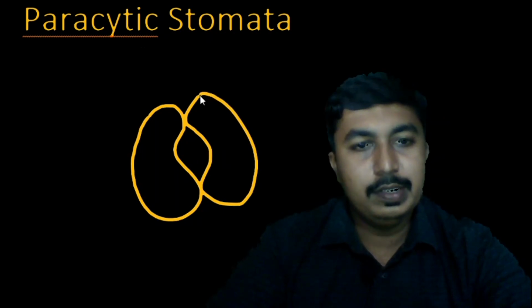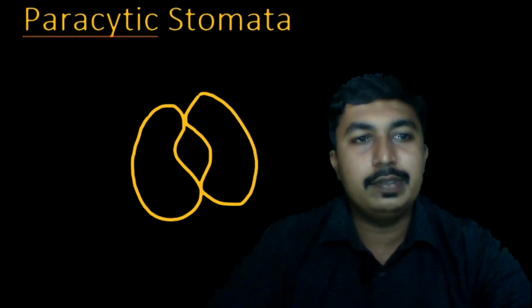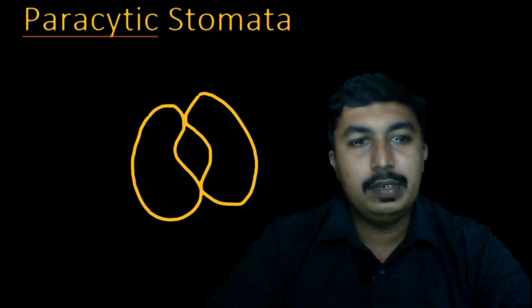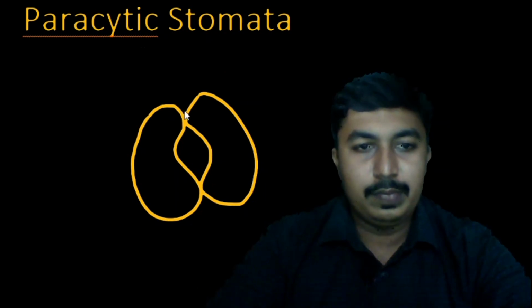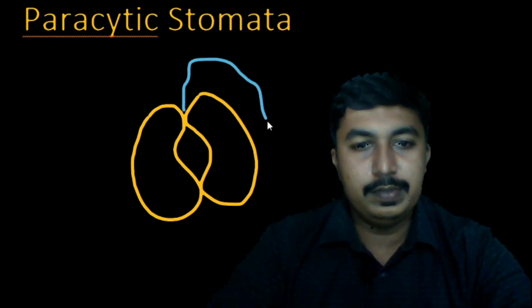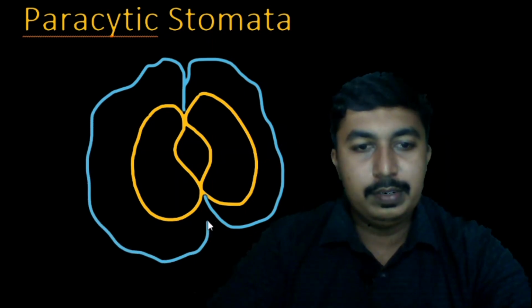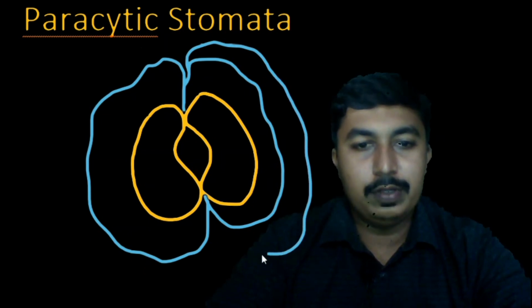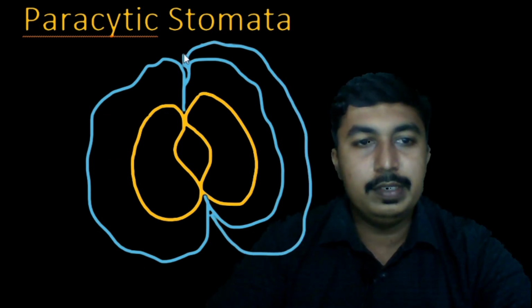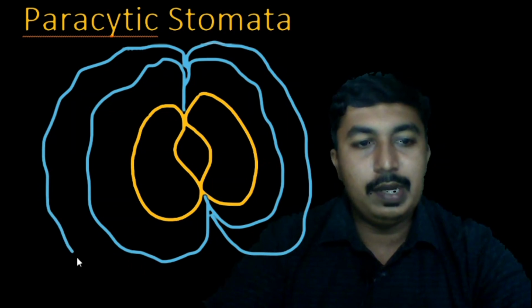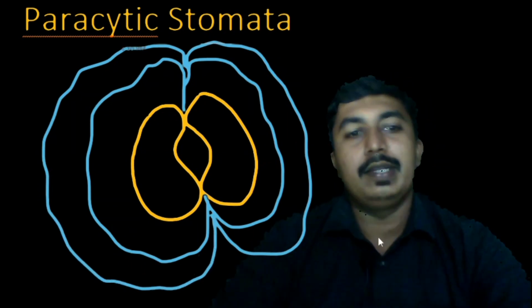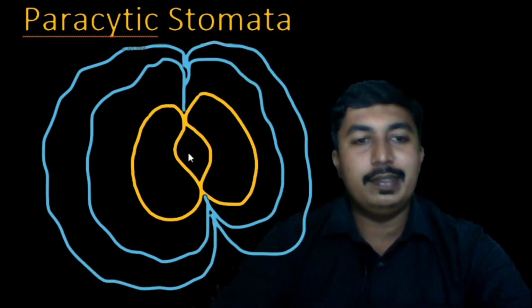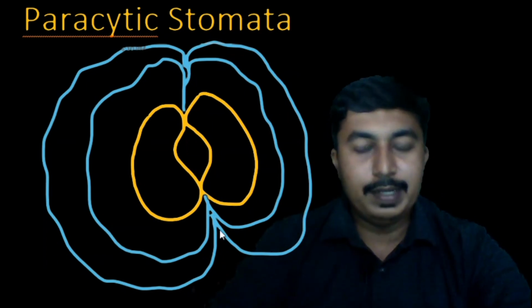So here you can see these are the two kidney shaped cells, that is guard cells, and these guard cells are parallel to the subsidiary cells. The subsidiary cells are arranged parallel with the guard cells. You can easily understand this on the diagram, the parallel arrangement of the guard cells and subsidiary cells.